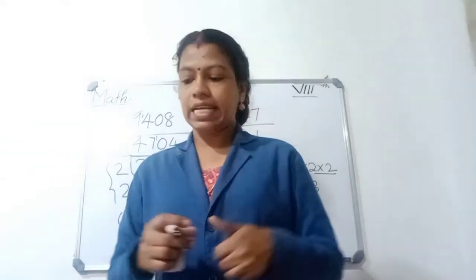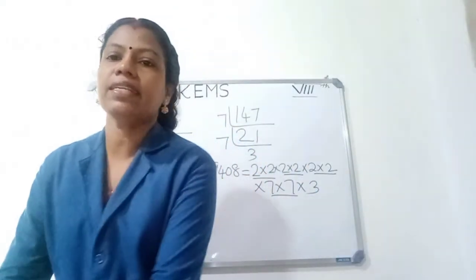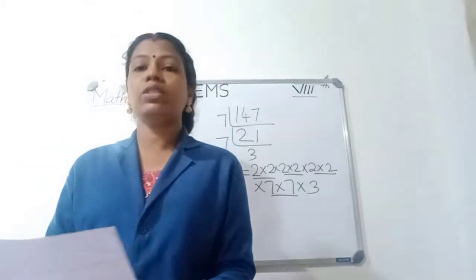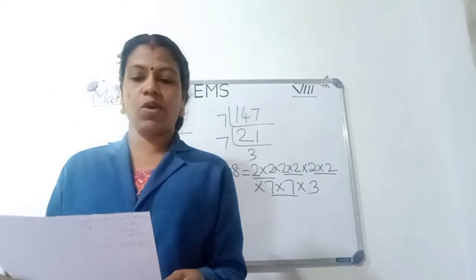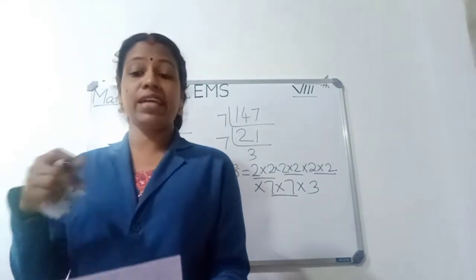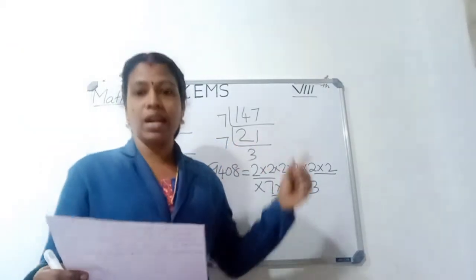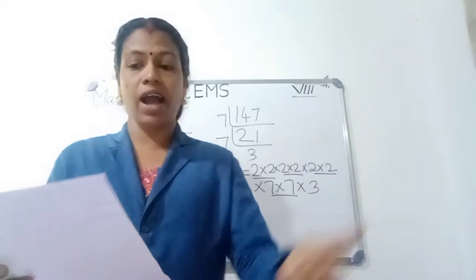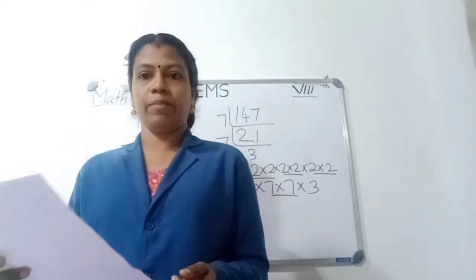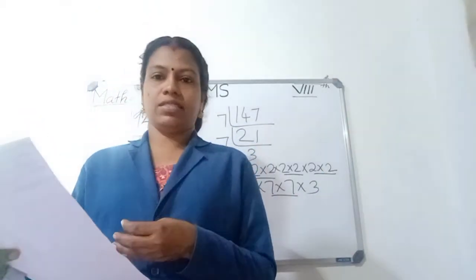Okay, look at the example. Find the smallest number by which 9408 must be divided so that the quotient is a perfect square. Find the square root of the quotient also. In this type of question, first find the prime factors.